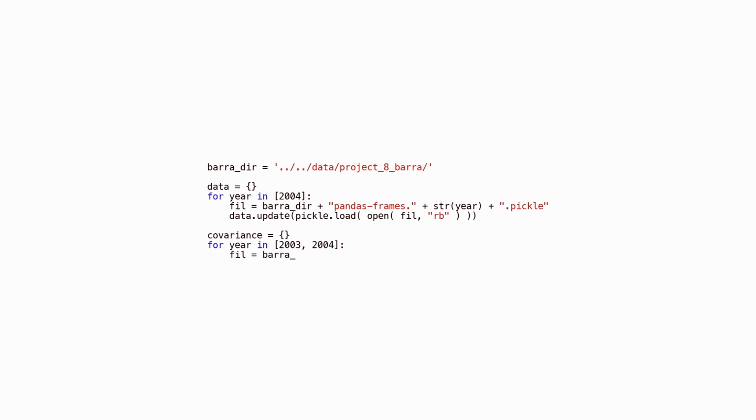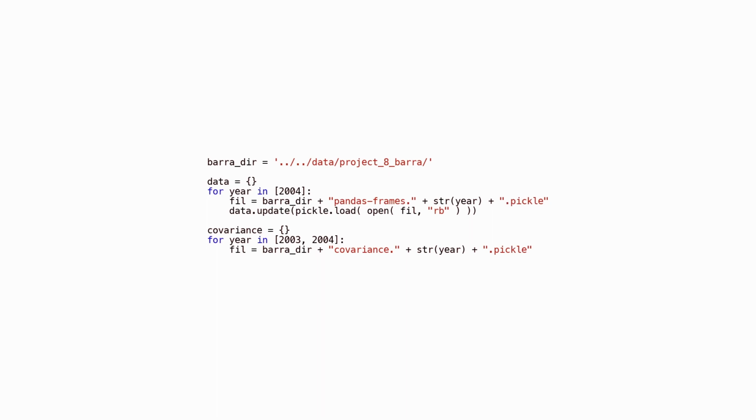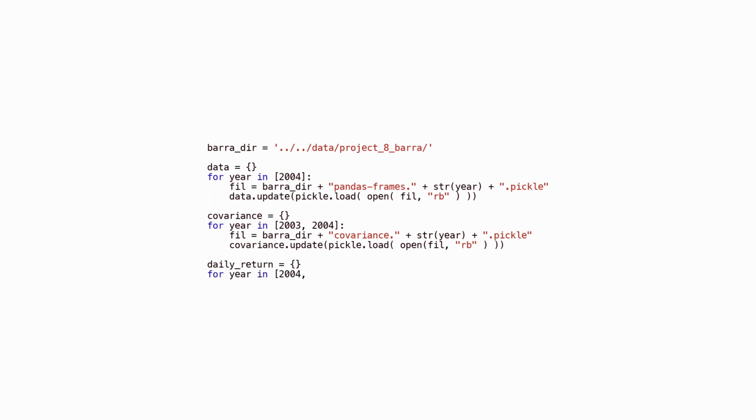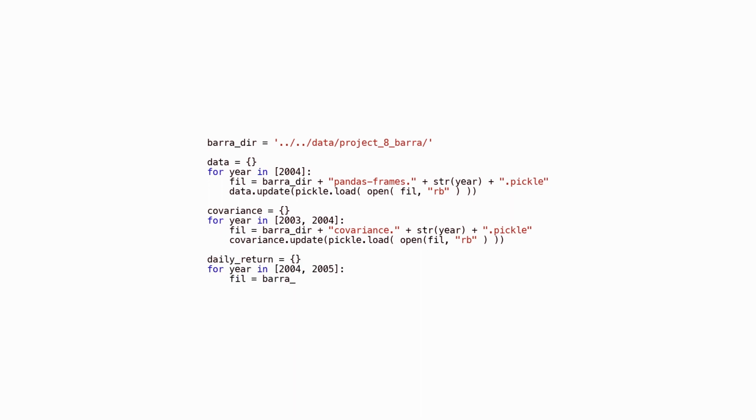The code then creates another empty dictionary named covariance and uses a for loop to loop through the years 2003 and 2004. Similar to before, it sets the variable fill equal to the file path of the covariance data for each year and loads the data using the pickle module. The loaded data is then added to the covariance dictionary using the update function.